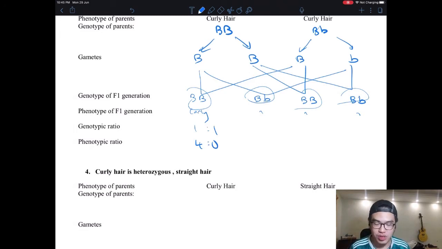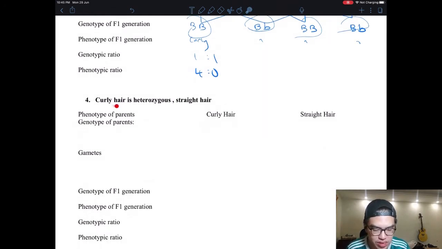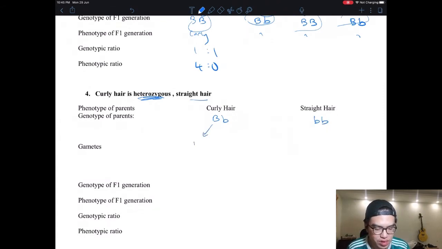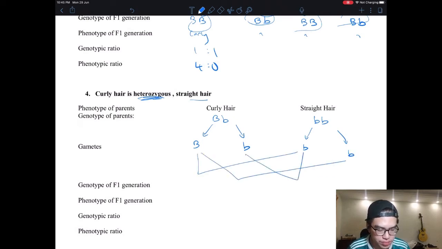Very good practice here because this is basic. I hope you can do all this. Now curly hair is heterozygous, and then straight hair. Curly hair heterozygous is definitely big, small. Straight hair, you don't need to ask, is definitely small, small. So for the gametes again, the father will be half dominant, half recessive, and the mother will be all recessive. When you cross them, 1 3, 1 4, 2 3, 2 4, you get big, small, small, small. Oh, sorry. Big, small, small, small, and small, small. So the phenotype here is 2 curly and 2 straight.